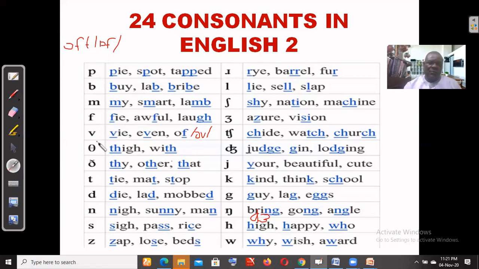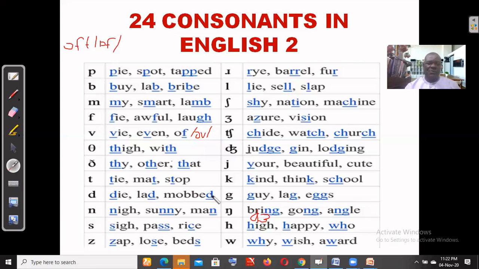Okay, so then we have the voiceless dental fricative represented by TH in thigh and in width. The voiced dental fricative is represented by the letters TH in thy, other, and that. The sound T is represented by the letter T in tie, in mat, and in stop. The sound D is represented by the letter D in die, lad, and mobbed.